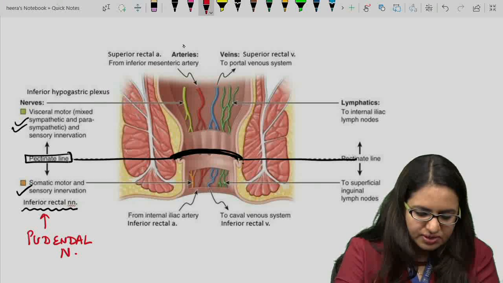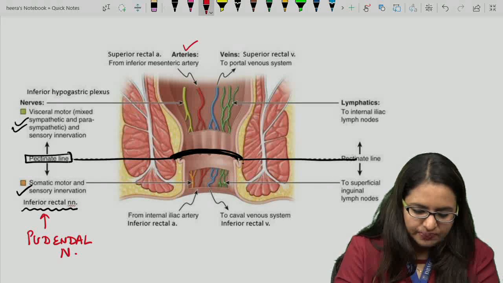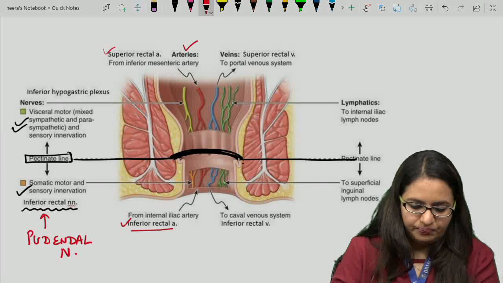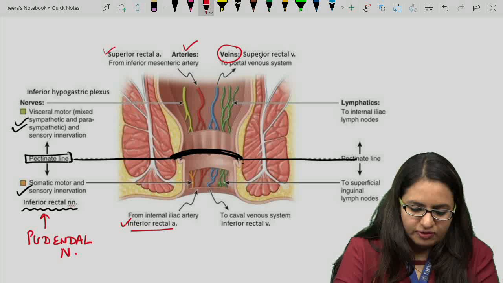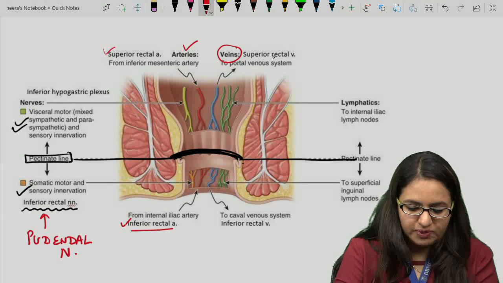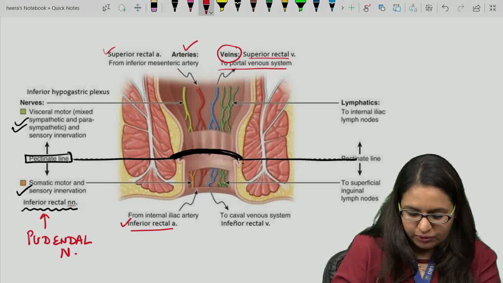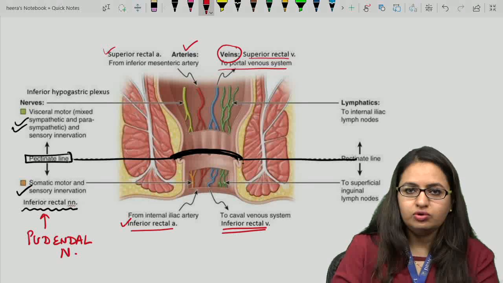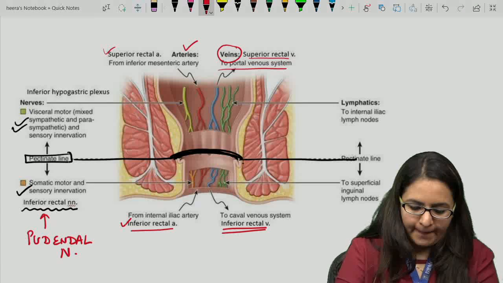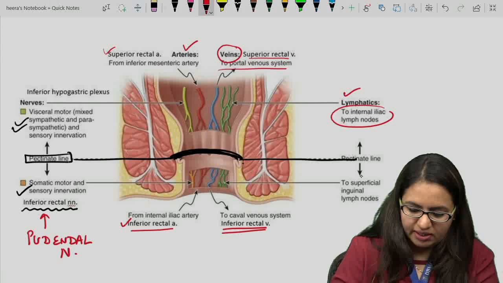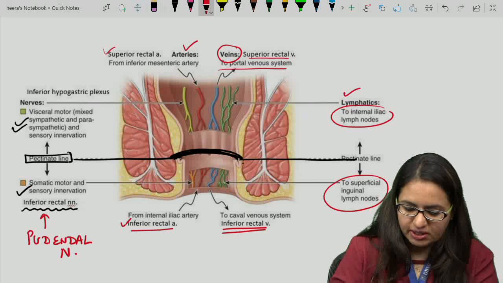If we talk about the arteries, the area above the pectinate line is supplied by the superior rectal artery, which comes from the inferior mesenteric, and the portion below the pectinate line is supplied by the inferior rectal artery, which is a branch of the internal iliac artery. Regarding the venous supply, the superior rectal veins drain the area above the pectinate line and go towards the portal venous system. The area below the pectinate line is drained by the inferior rectal vein, which goes towards the caval venous system. Regarding the lymphatics, above the pectinate line they reach the internal iliac lymph nodes, and below the pectinate line they go towards the superficial inguinal lymph nodes.